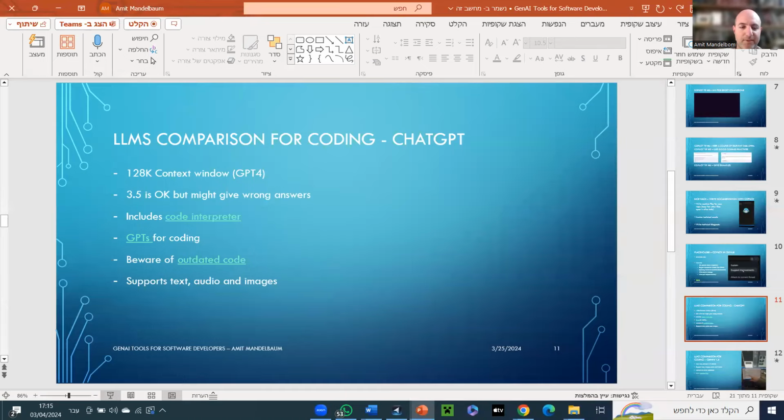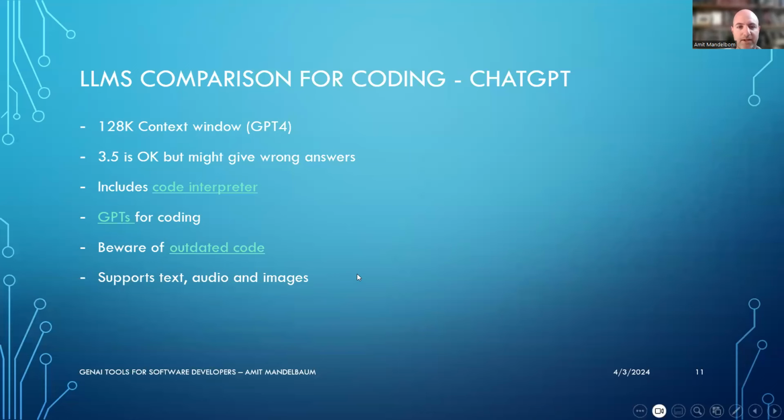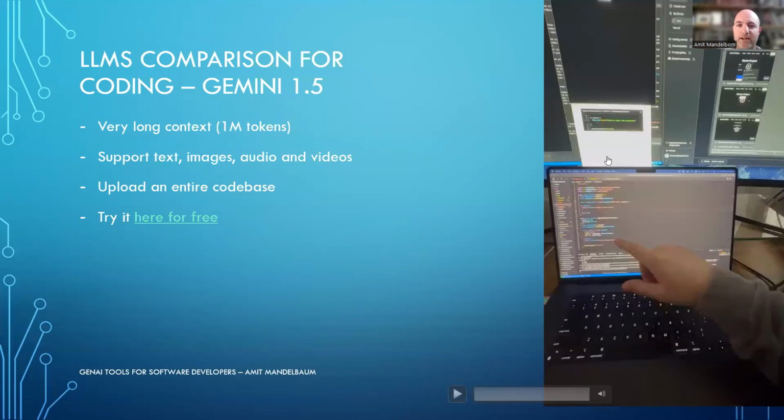And generally, it supports inputs of text, audio, and images. Google released their best model, Gemini 1.5, which is really nice because it has a context window of 1 million tokens, which means you can fit a huge code base within it. Also, something nice is that it supports videos as well.